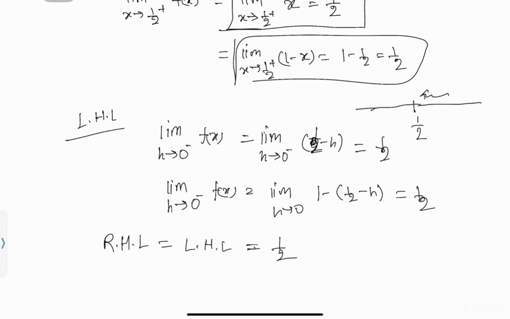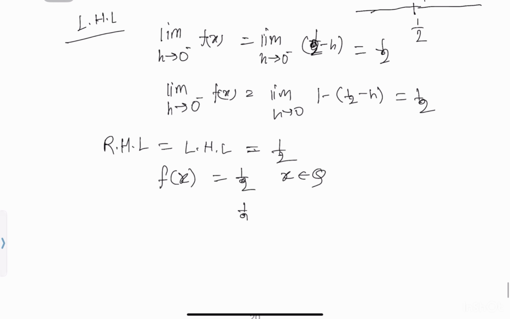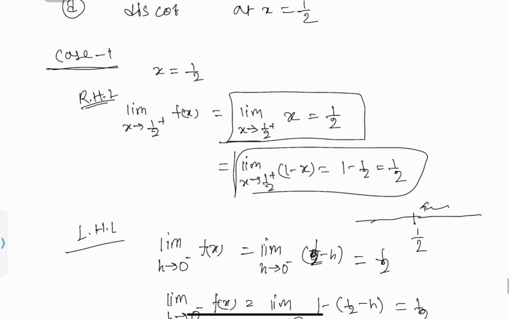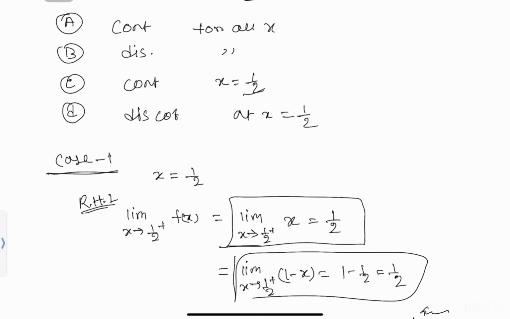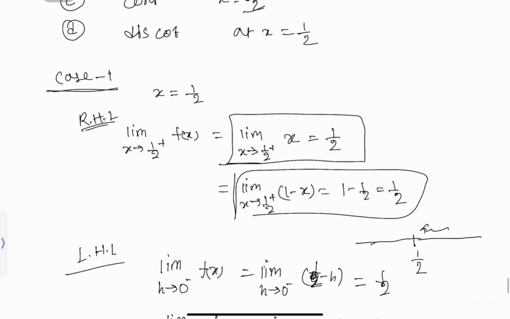And also the corresponding functional value, what? If x is rational, this gives you also half. When x belongs to rational numbers, it is 1 by 2, and when x belongs to irrational numbers also. That means this is also equal to f of 1 by 2. Clear? So the function is continuous at x equal to 1 by 2. Okay, now we proved that at x equal to 1 by 2 the function is continuous.